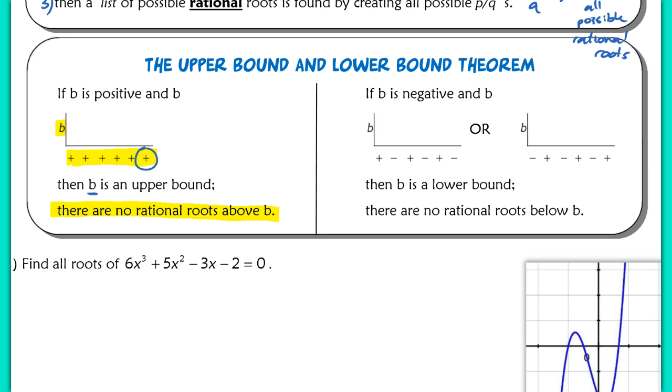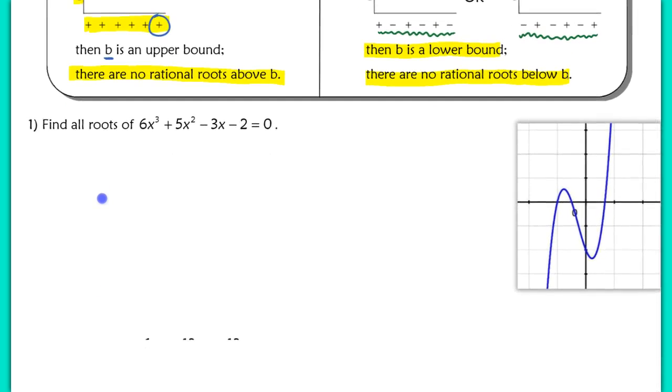Now, on the converse of that, well, I guess it's not really the converse, but also if we were to test b and that value is negative, so we are testing a negative value for a root, and we find that we either have alternating signs, so they look like this or like this, then b must be a lower bound. So b is a lower bound, meaning there are no rational roots below b. So we wouldn't have to test anything less than or equal to b. So let's use that in problem number 1.